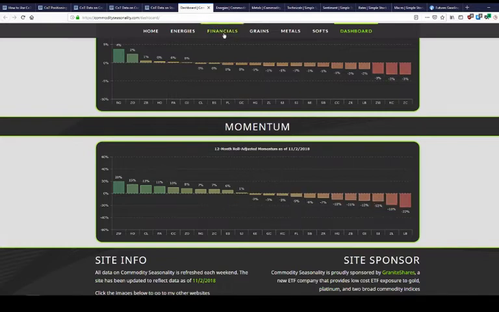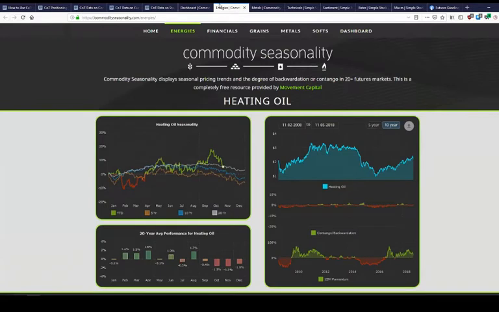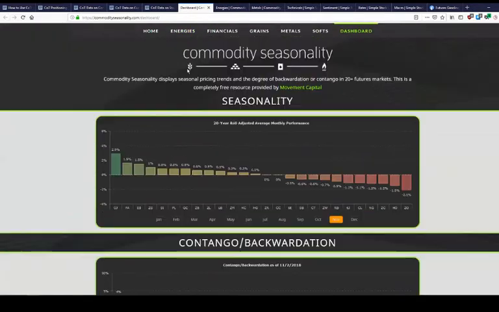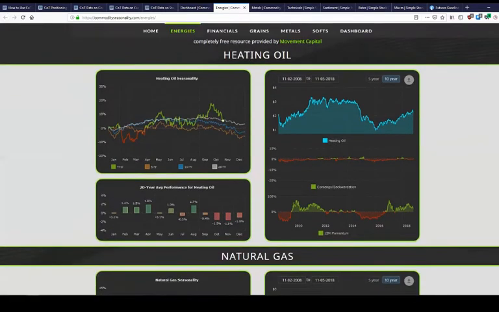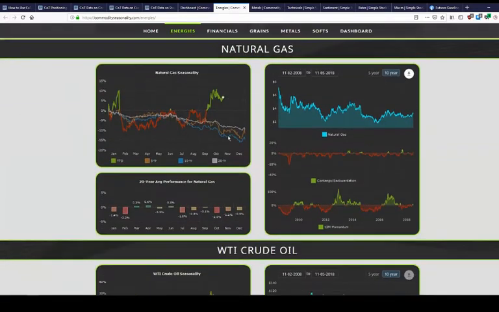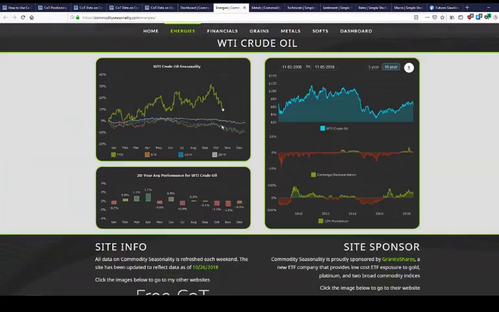And then we can dive into some individual energy contracts. So let's look at what was one of the negative seasonality. In fact, let's just look at energies. I've talked about it before, but it's still quite relevant. Q4 is very weak for heating oil, nat gas less so, but especially so in WTI.